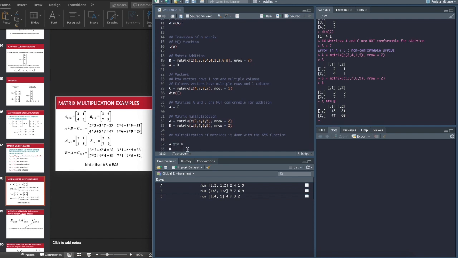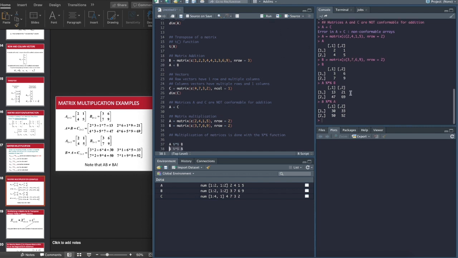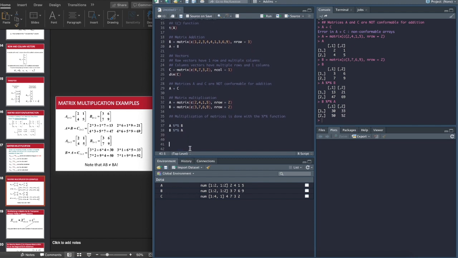If I want to get B times A, then I can run that, and I would get the values 30, 50, 33, and 52. So you will know that A times B is generally not B times A. Okay? All right.